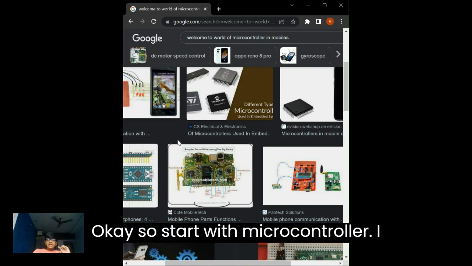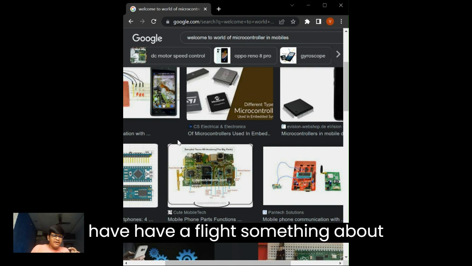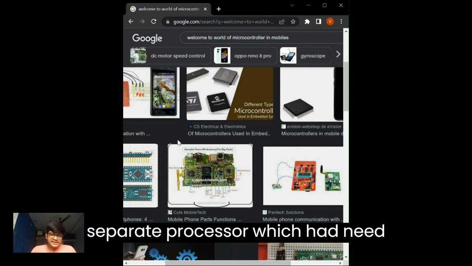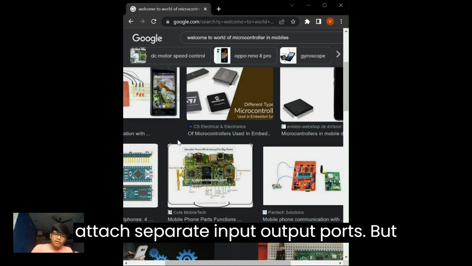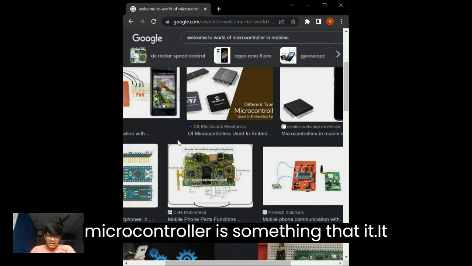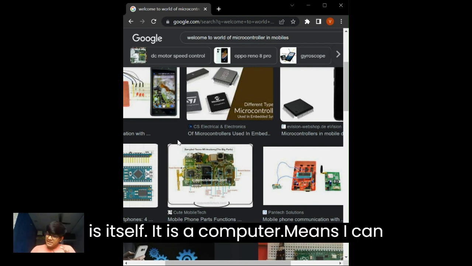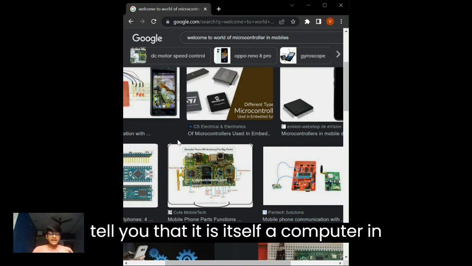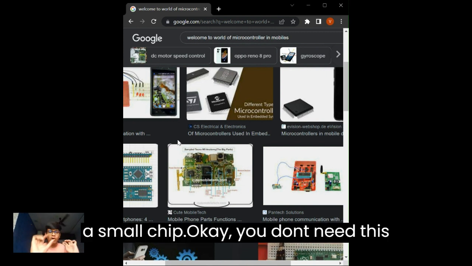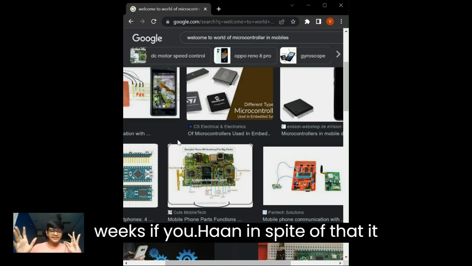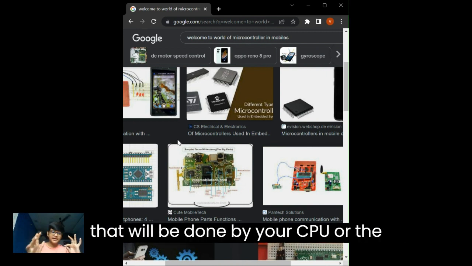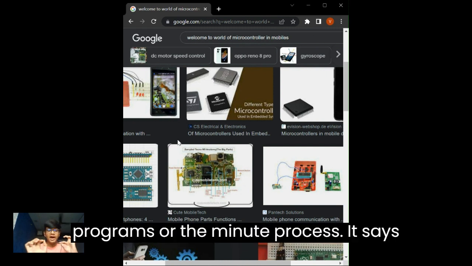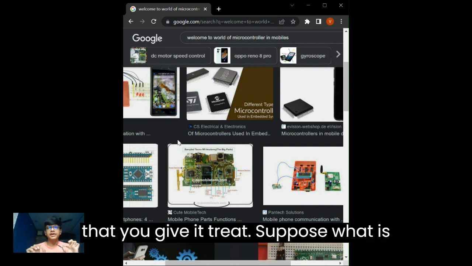So let's start with the microcontroller. First, something about the microprocessor. A microprocessor is a separate processor which needs separate memory space, and we have to attach separate input-output ports. But the microcontroller is itself a computer, a computer in a small chip. You don't need a big CPU. In spite of that, it does not perform the heavy work done by your CPU or processor. It will do the minute programs or processes that you give it.